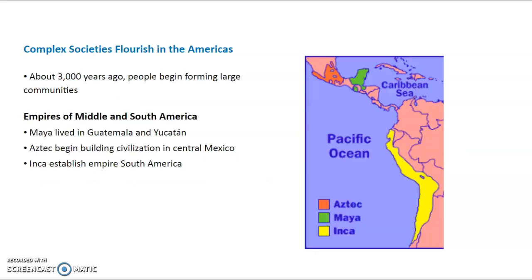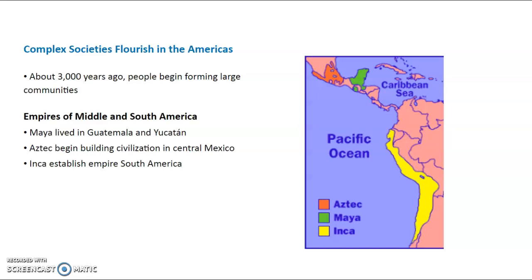At the top of another section, you're going to write complex societies flourish in the Americas. Now, about 3,000 years ago, people began forming larger communities. These were empires of Middle and South America. So the Maya, they lived in Guatemala and Yucatan. The Aztec began building a civilization in central Mexico. And the Inca established an empire in South America.